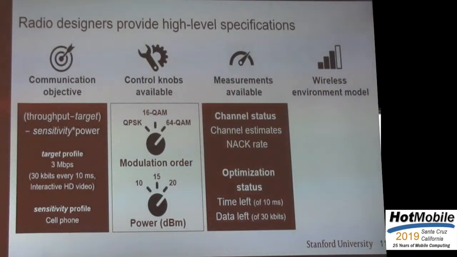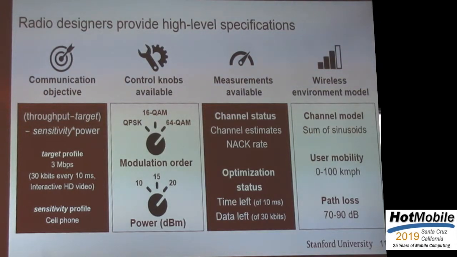Now, the measurements available could be a set of variables representing channel status and optimization status. And the wireless environment model could be any of the standard wireless models used in the wireless community with a defined set of path losses and mobilities. Once the designer specifies these high-level specifications, it goes into our learning engine, which converts them into a control algorithm. I won't go into details of the learning engine here. You can refer to our paper.